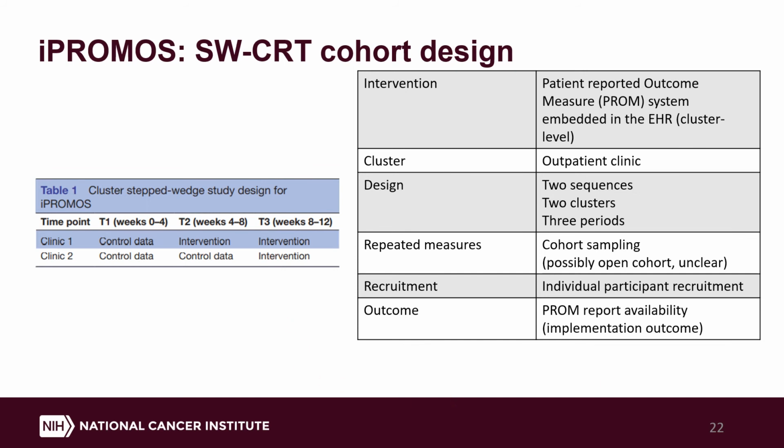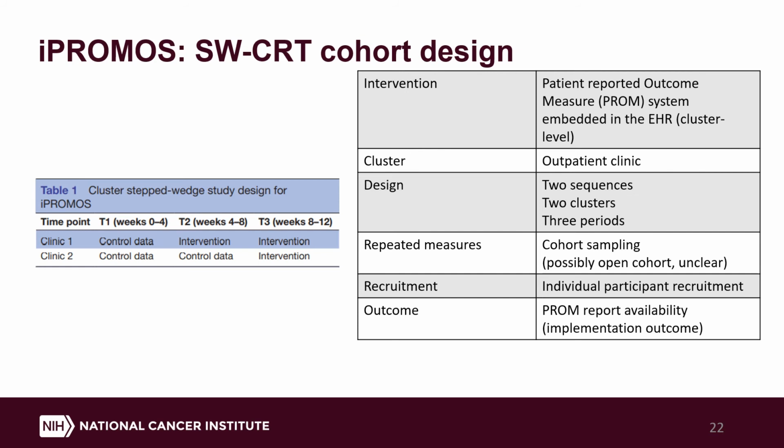So in this study, the I Promise study, the intervention was a patient-reported outcome measure, a PROM system, embedded within the electronic healthcare record. So it was a cluster-level intervention. The cluster was an outpatient cancer clinic. In the design, there are 2 clusters, Clinic 1 and Clinic 2. There are 2 sequences, so Clinic 1 is allocated to sequence 1, Clinic 2 is allocated to sequence 2. And there are 3 periods of data collection sampling.